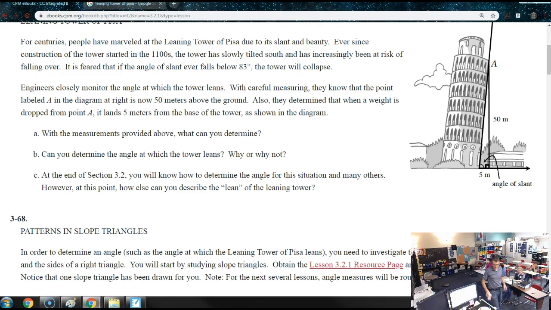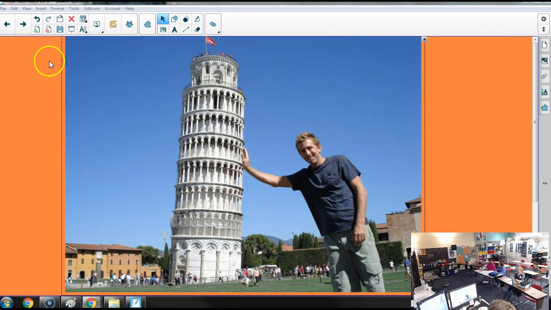So we know it's less than 90, but it's more than 83, or else it'd be down. So it must be a triangle. Could we know the angle of elevation just based off leg lengths?